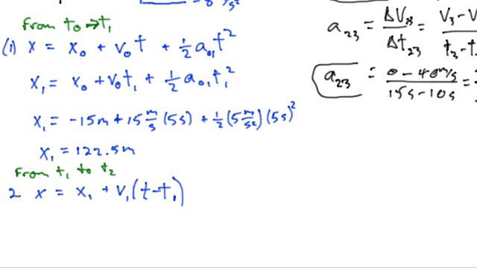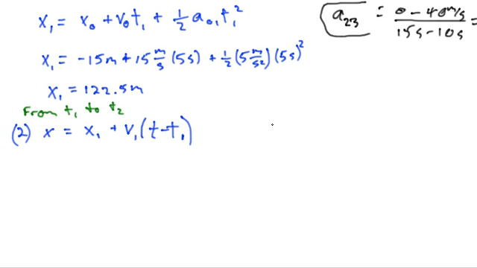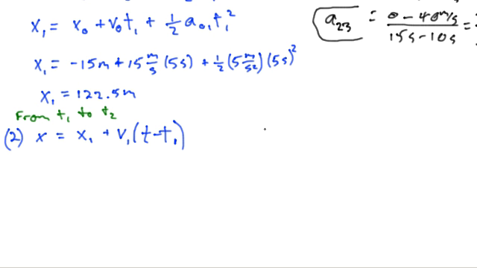We're going to need that in our code, so I'll call that equation 2, and then from t2 to t3, we've got x is going to be equal to wherever it was at time 2.